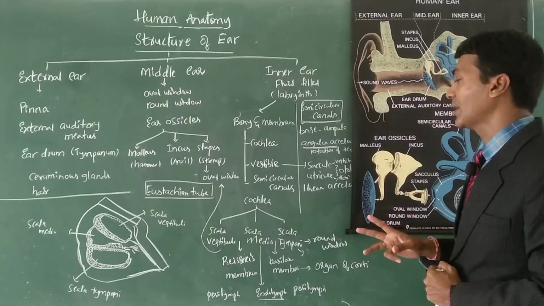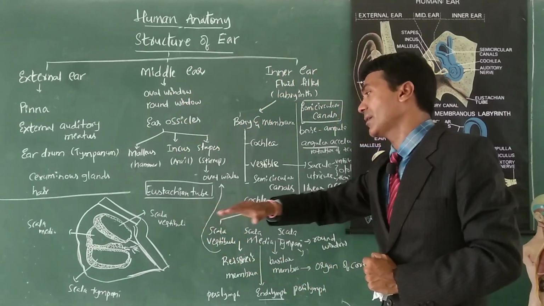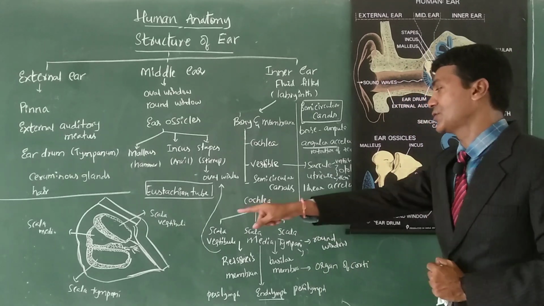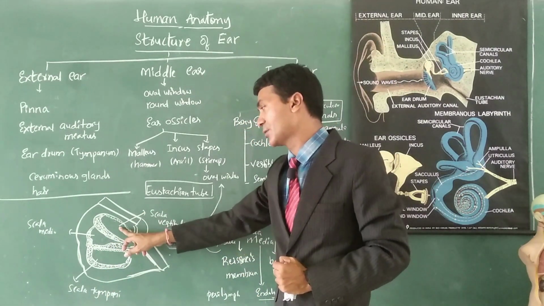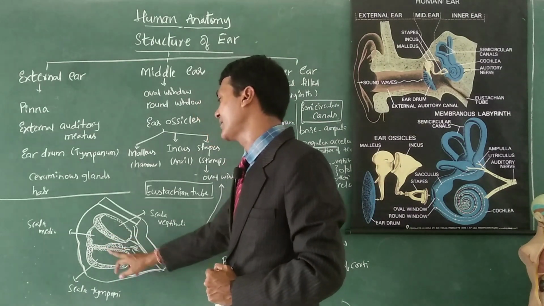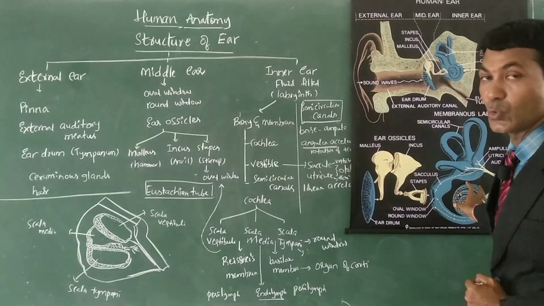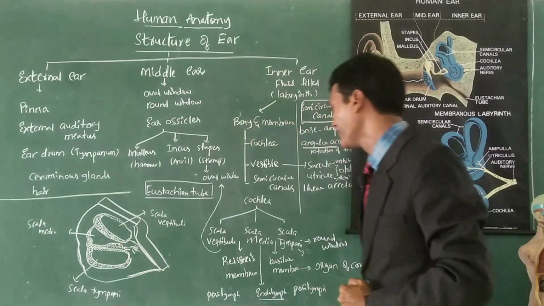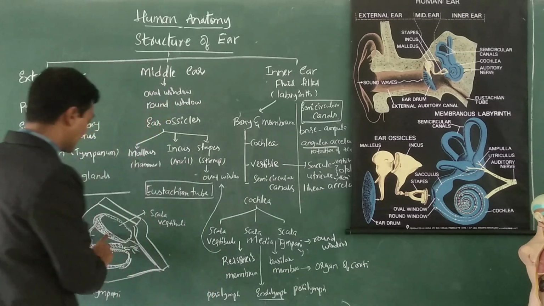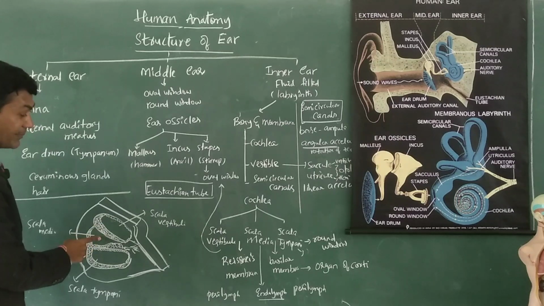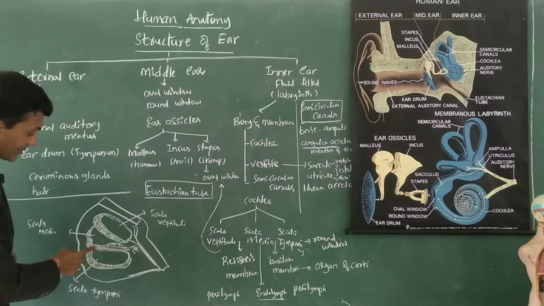So cochlea, I told you, has coiled tube-like structures. Looks like watch spring. If we see the internal structure of the cochlea, it has three ducts: the upper duct is scala vestibuli, then scala media and scala tympani. These three together form a watch spring-like structure known as cochlea. Here you can see the internal structure. Scala vestibuli and scala media are separated by a membrane known as Reissner's membrane. And scala media and scala tympani are separated by the basilar membrane.